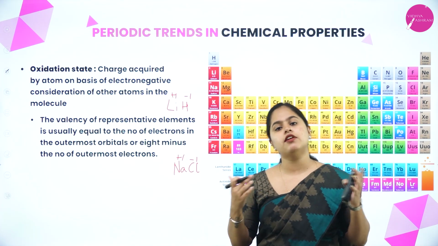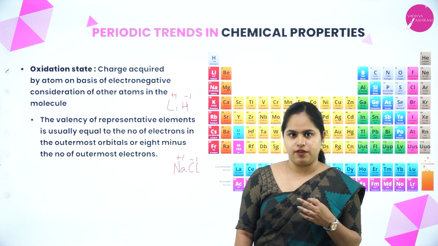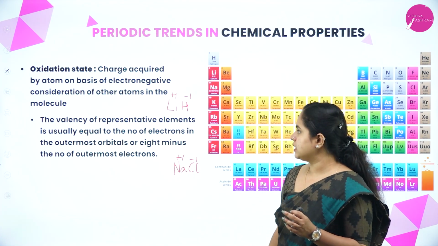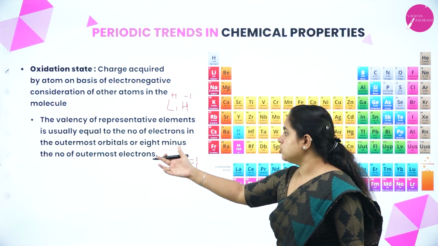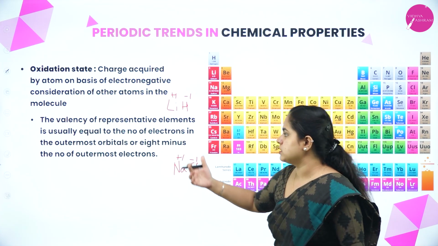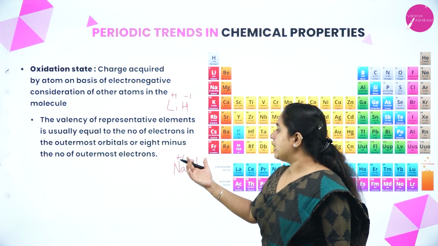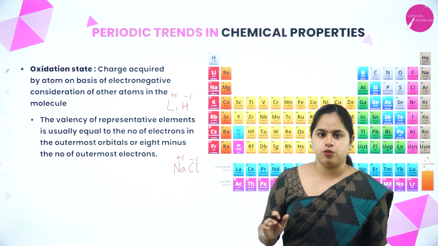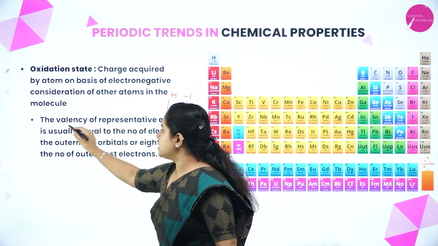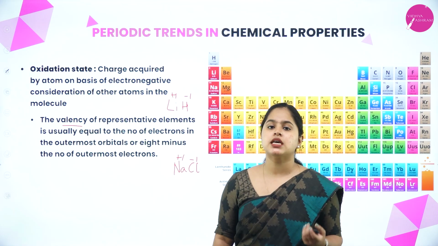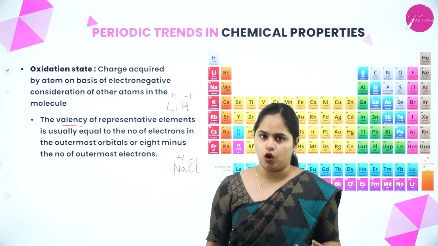It can be positive as well as negative integer values. Yes, so I hope that is clear. Now, the valency of representative elements is usually equal to the number of electrons in the outermost orbitals, or 8 minus the number of outermost electrons in the orbital. Firstly, it was named valency, but nowadays valency is represented as oxidation state.